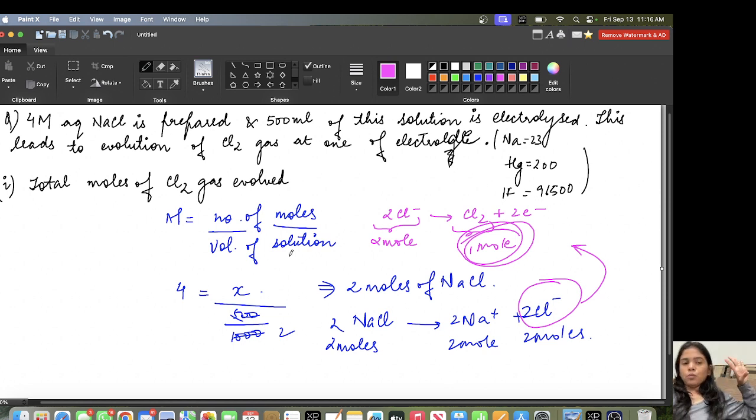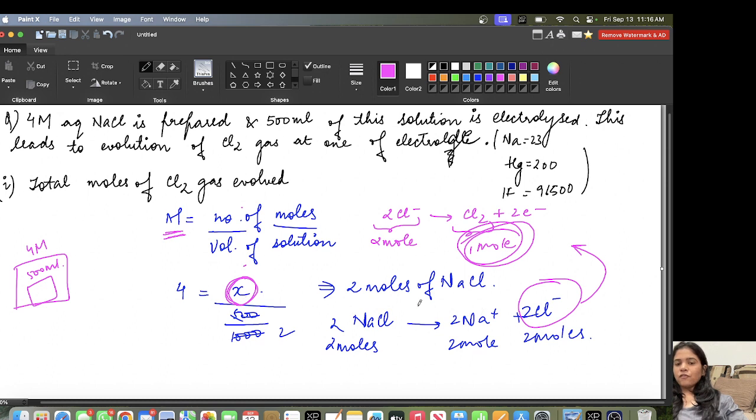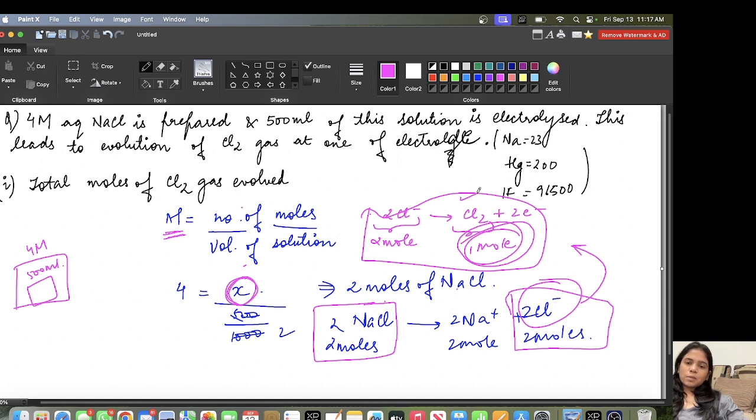Understood? Like 4 molar HCl you are preparing. Out of this you are just taking 500 ml of this solution, and you are electrolyzing it. Now chlorine gas is liberated at one of the electrodes. You need to calculate the total moles of chlorine. So just write molarity here: number of moles over volume of solution. Find the number of moles of NaCl first, then write the reaction and find the moles of Cl minus. After finding the moles of Cl minus, write this reaction to get the number of moles of Cl2. So the number of moles of Cl2 is 1 mole.